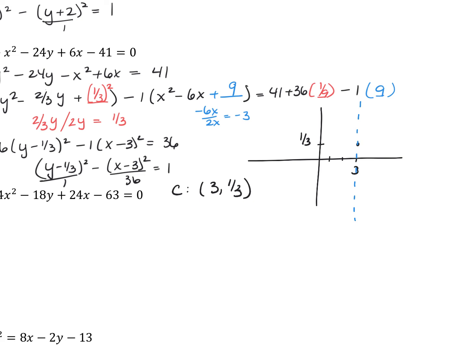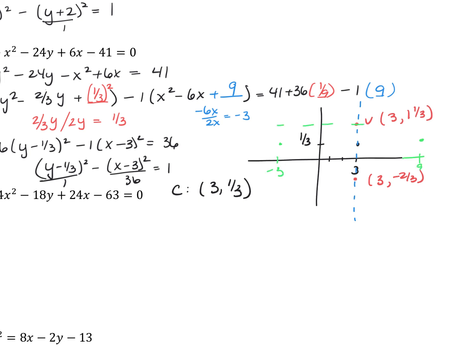So from my center, I'm going to go up 1 to find my vertex. So here's my vertex. My vertex is going to be (3, 1 + 1/3), so 1 1/3. And my other vertex is going to be down here, which is 3, and then 1/3 minus 1 is negative 2/3. All right, so I found my vertices, and from the center, I'm going to go out 6 in each direction for my box. So I'm going to come out here to about 9, and over here to about negative 3.